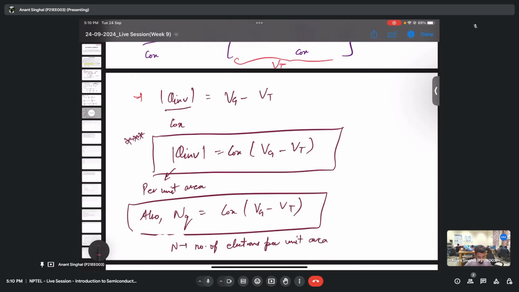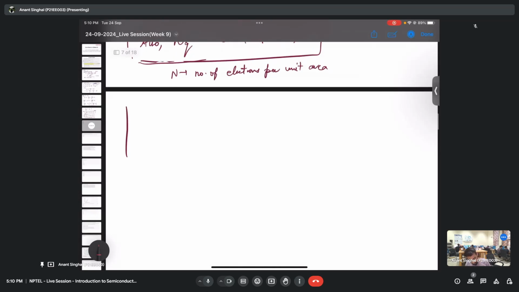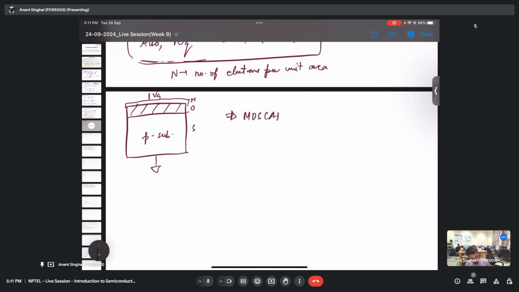So let's start. I hope you will keep in mind this particular relation, which is the inversion charge. It is nothing but Cox times Vg minus Vt, which is per unit area. And let's now talk about the MOSFET. What is a MOSFET? We have already studied this. This, let's say, is the oxide. This is the gate, Vg I'm writing, and this is always grounded. So what we have is metal oxide semiconductor, let's say P type substrate for now. So it is nothing but a MOS cap, which is a two terminal structure.